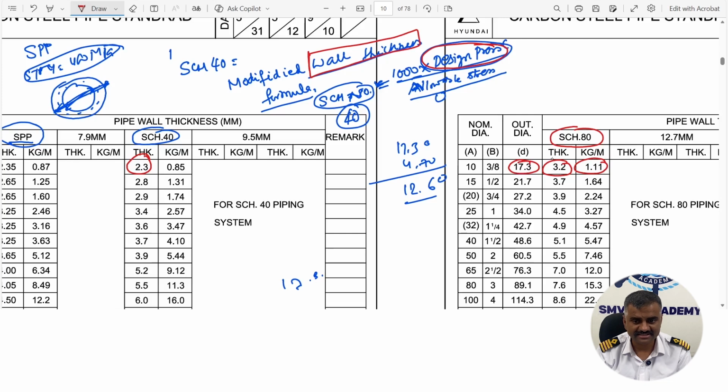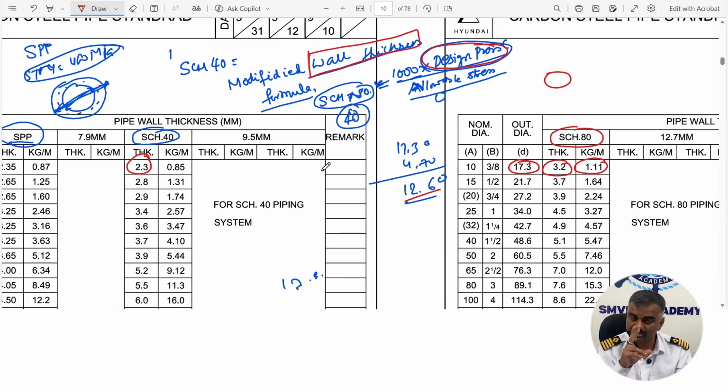If thickness increases, what reduces? The inner diameter. Earlier for this pipe the inner diameter was around 12.6. Here it will be lesser than that. So you understand, as the thickness increases, outer dia remains constant, nominal dia remains constant. What reduces is the inner diameter. So the pipe now has a lesser inner diameter.